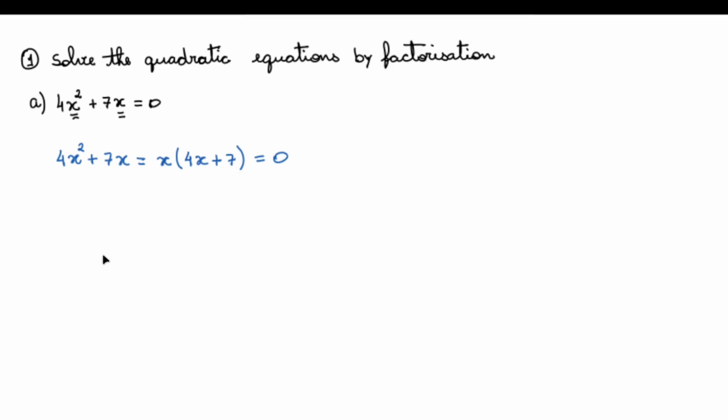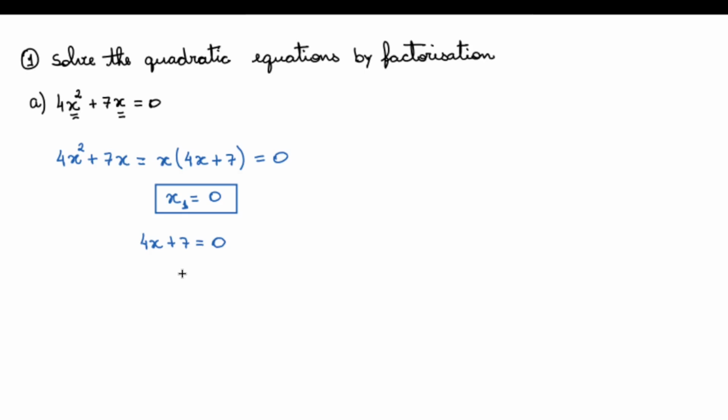Next, we'll apply the null factor law. This property states that if the product of two factors is 0, at least one of the factors must be 0. So, we set each factor equal to 0 and solve. The first factor is x equals 0, and look, this one is already one of the solutions of the equation, and the second factor is 4x plus 7 equals 0.